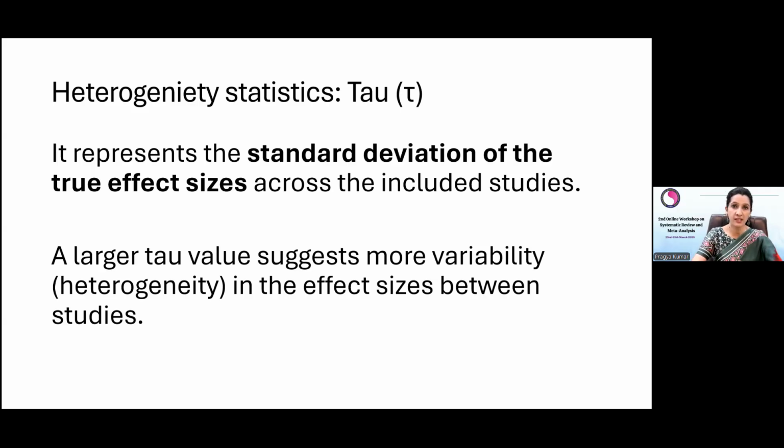And first is the tau, which we call the between subject variation or between subject variability. So what is this tau basically? This is the standard deviation of a true effect size. So you know about the true effect size. You just have to remember this tau is something which represents the standard deviation or the variability of true effect size. And a larger value of tau suggests that there is more variability in the effect size.